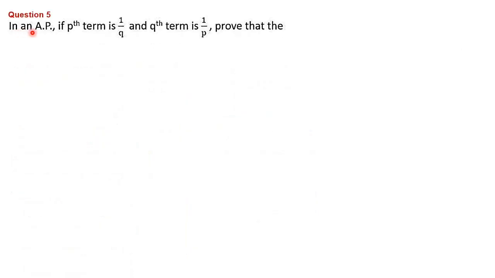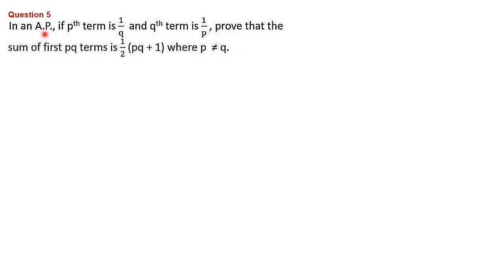Next we shall discuss the fifth question. In an AP, if the pth term is 1 by q and the qth term is 1 by p, then prove that the sum of the first pq terms is 1 by 2 into pq plus 1, where p is not equal to q. There is a little bit of complication while reading. Make sure the concept is clear before solving the question.